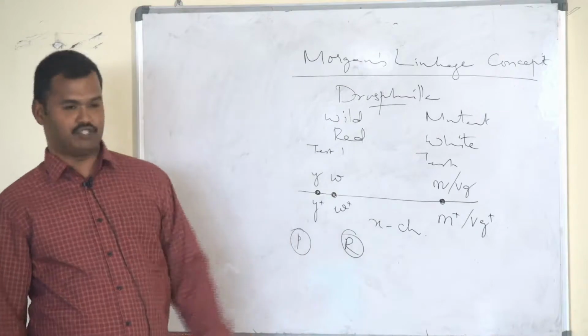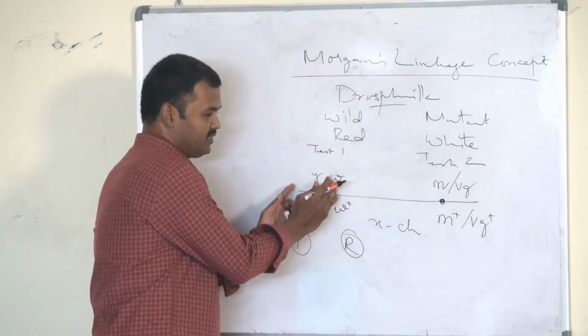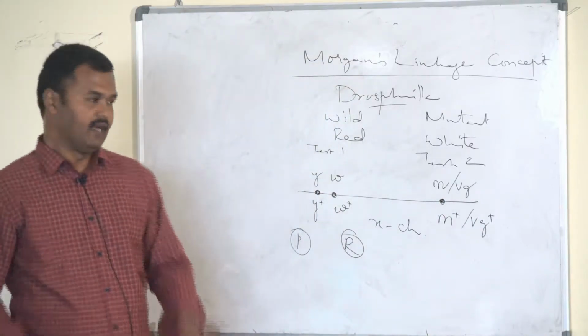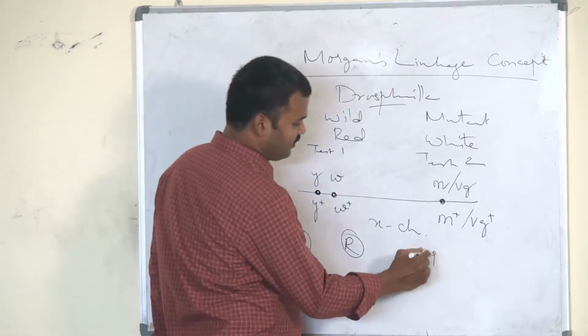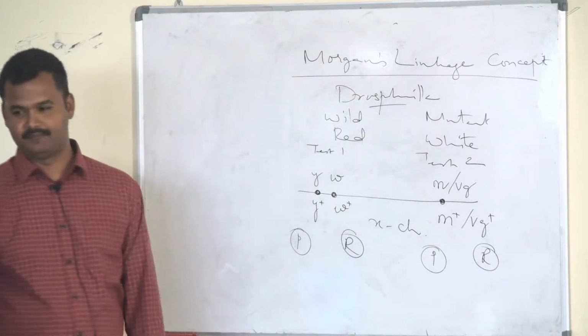In test number 2, he studied any one of these genes along with the gene which is responsible for the shape of the wing. He found parental cross and recombinants almost in equal number.